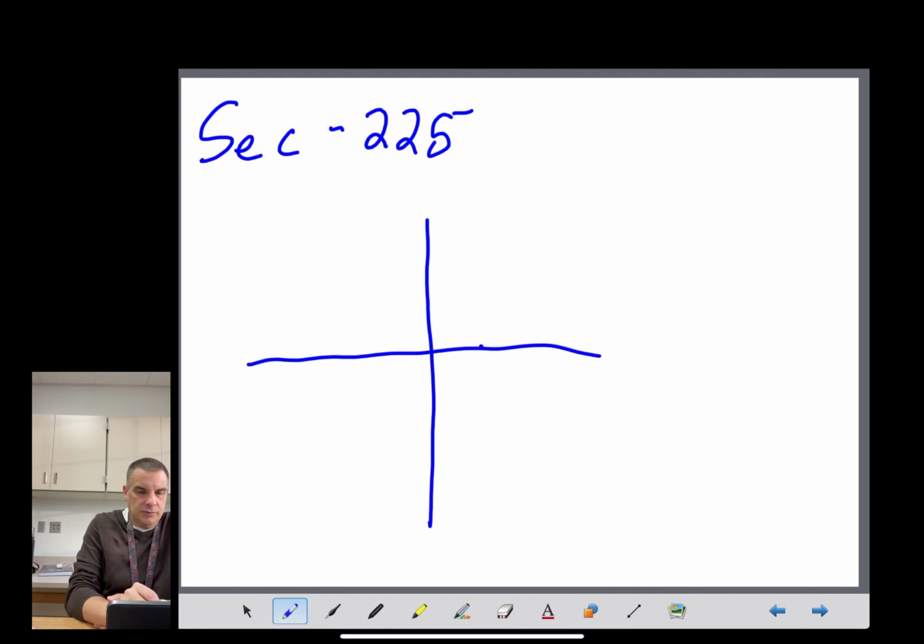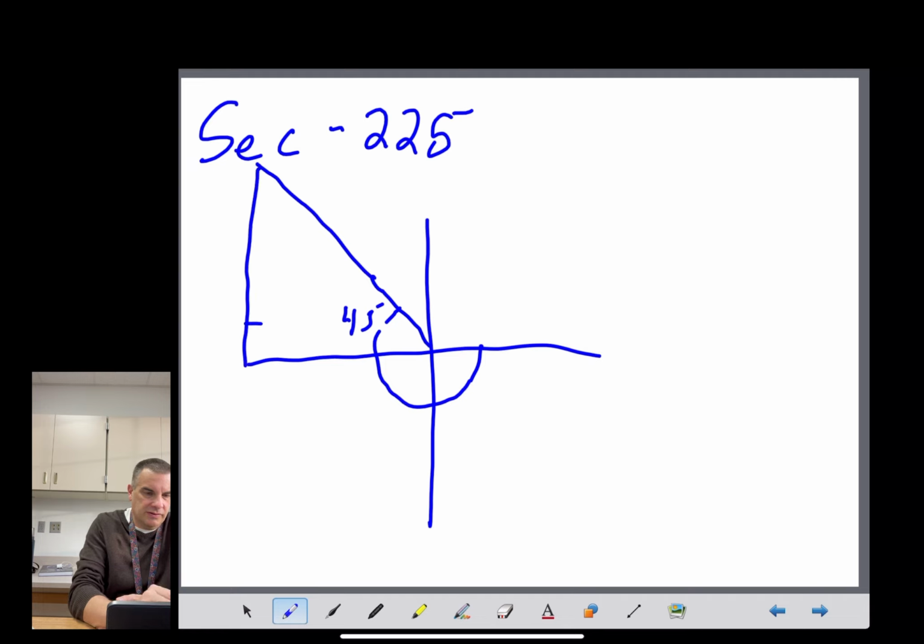So negative 225, somewhere right in there. So this is a 45. Nice 45. Again, we always go to that reference angle. We've got 45, 45, 90. Hypotenuse is always 1 and it's always positive. So the square root of 2 over 2, negative. That's the square root of 2 over 2.